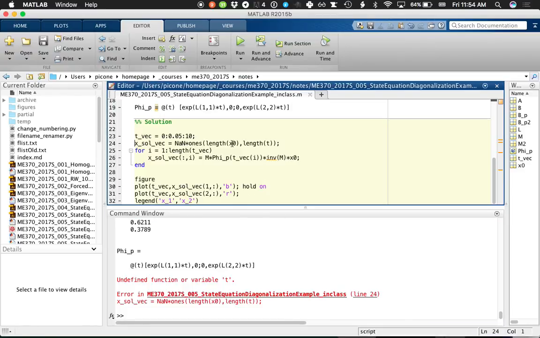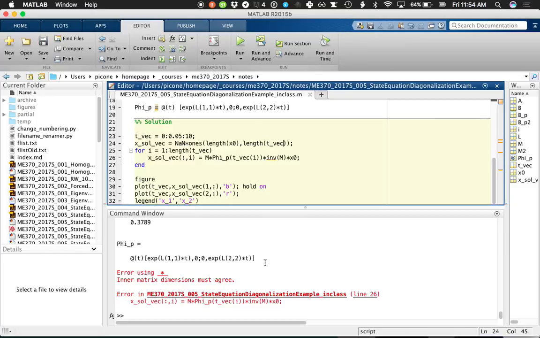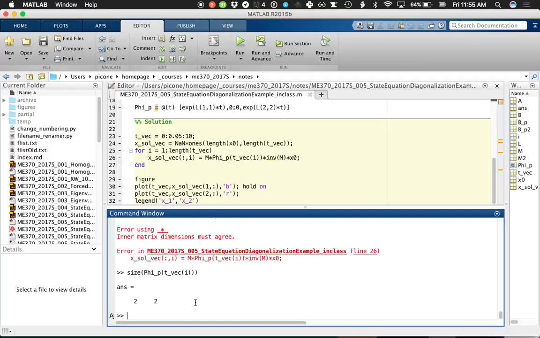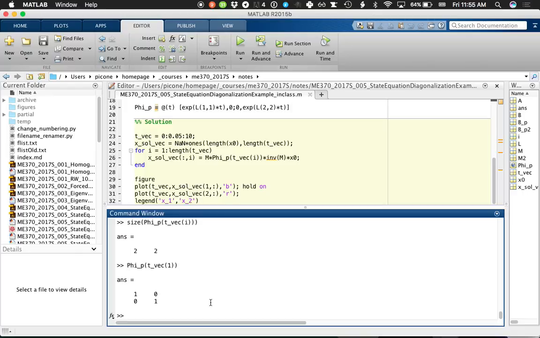Aha! Good call. Inner matrix dimensions must agree. So what is the size of this? We never evaluated that. Oh, it's 2 by 2. That's what I thought it would be. Okay, good.